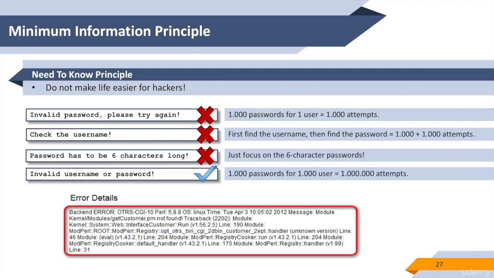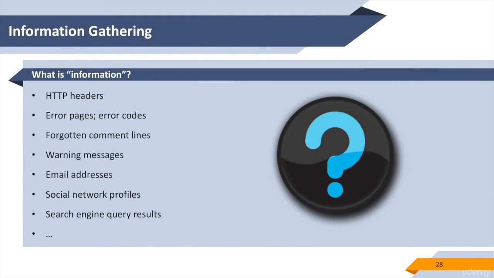In some cases, you can see an error message like this. The developer probably prints the stack trace for debugging purposes. You can collect a lot of sensitive information with such a message. In this example, you will see that the application is written in Perl, version 5.8.8. The operating system of the server is Linux, etc. You get the point. So, what is all this information we gather?